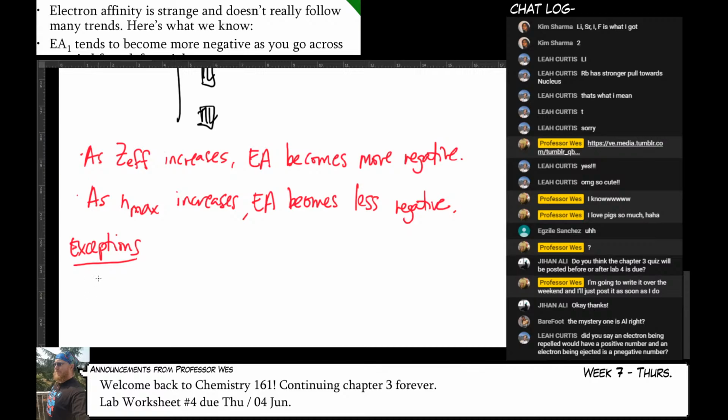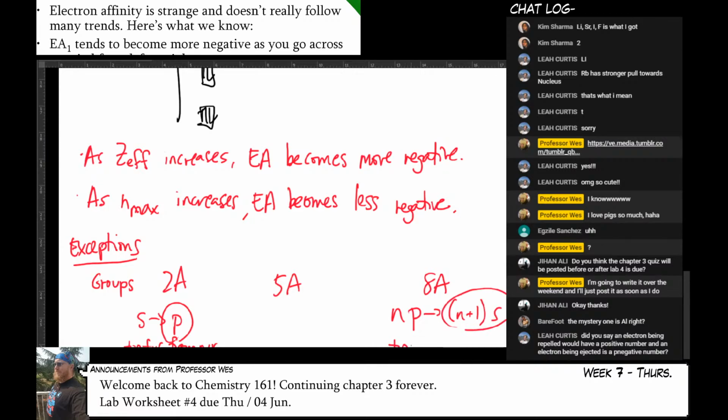And then our exceptions are groups 2A, 5A, and 8A. And the reasons for these are, in 2A, I'm putting an electron in a p orbital, which is too far away from the nucleus. In 8A, I'm going to the next s, which is also too far away.